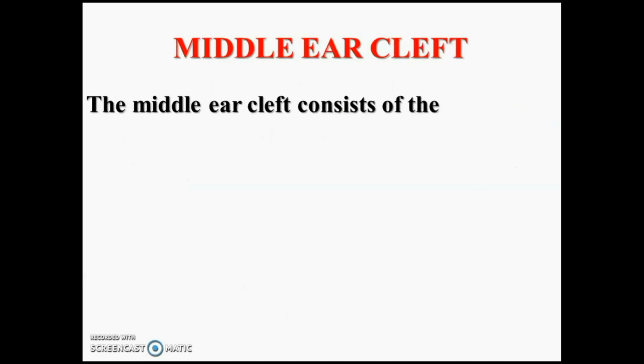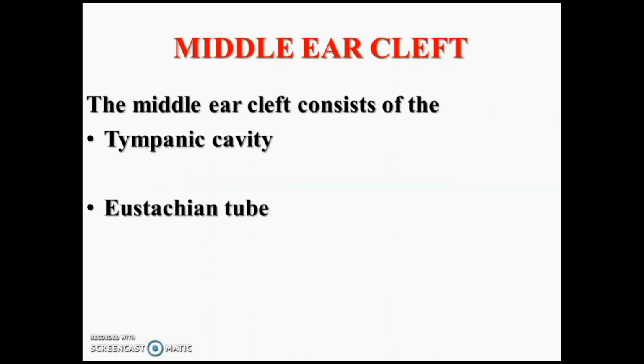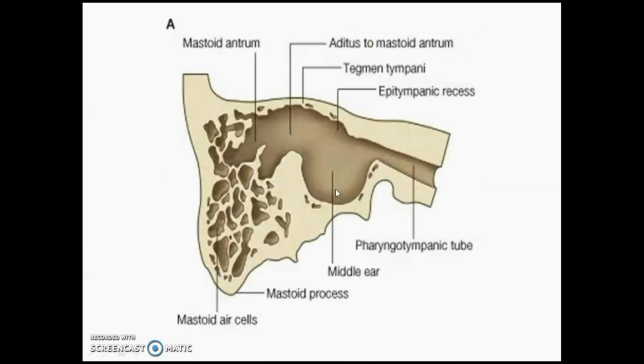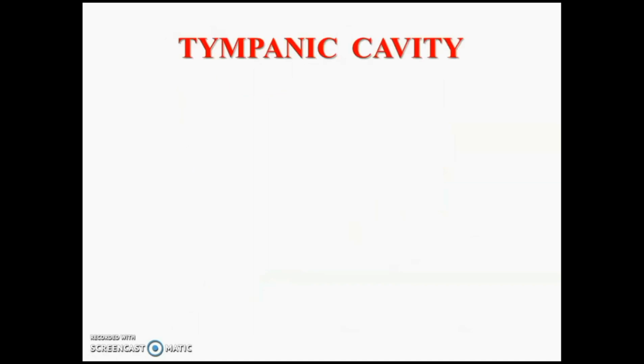Coming to the middle ear cleft, it consists of three parts: the tympanic cavity or middle ear proper, the eustachian tube anteriorly, and the mastoid air cell system postero-superiorly. When you see the sagittal section of the right middle ear, you can see the middle ear in the center. Postero-superiorly it communicates with the mastoid antrum, and antero-superiorly it communicates with the nasopharynx via the auditory tube, the eustachian tube. So these three are the parts of the middle ear cleft.